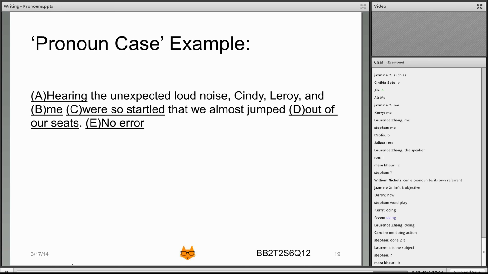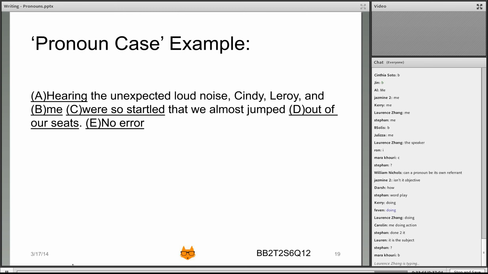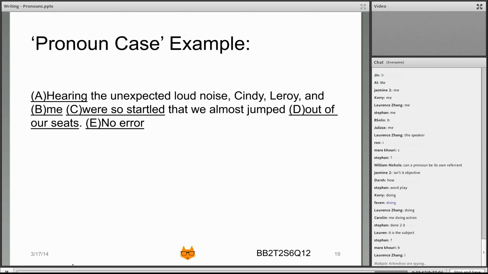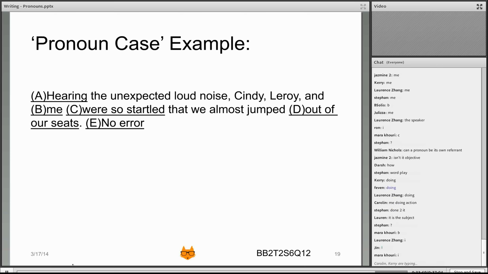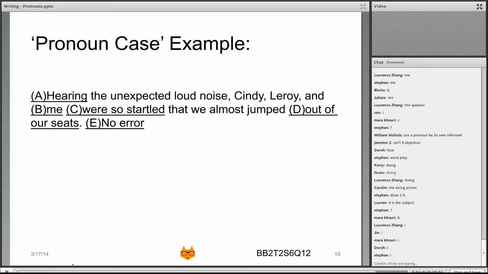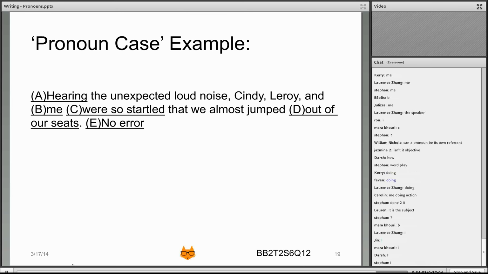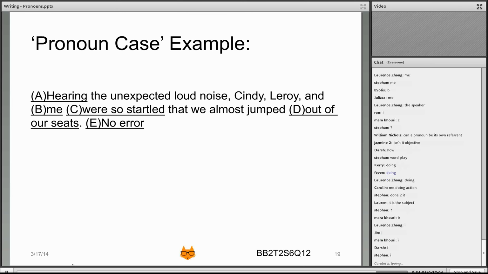Since it's a subject, we want what case of pronoun? What's the first person subject case for the author? It's I. You want the I. So you want to say Cindy, Leroy, and I were so startled that we almost jumped out of our seats. So the answer here is the letter B.